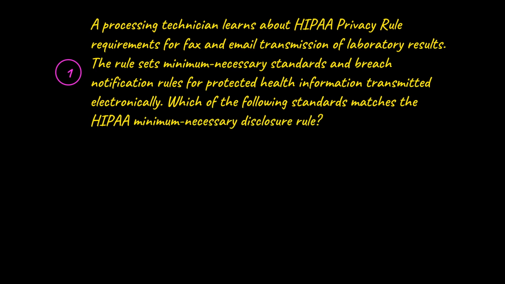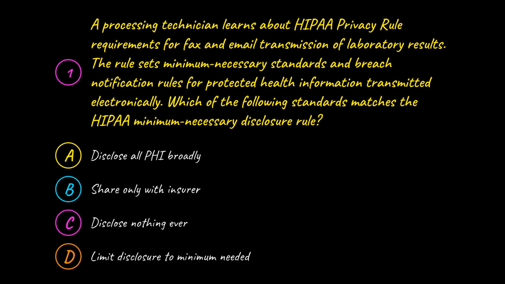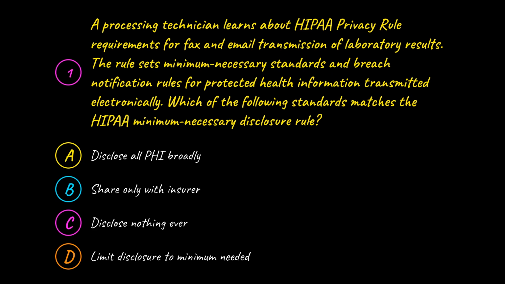Your options are A. Disclose all PHI broadly. B. Share only with insurer. C. Disclose nothing ever. D. Limit disclosure to minimum needed. Which one is it? Pause the video if you need more time.